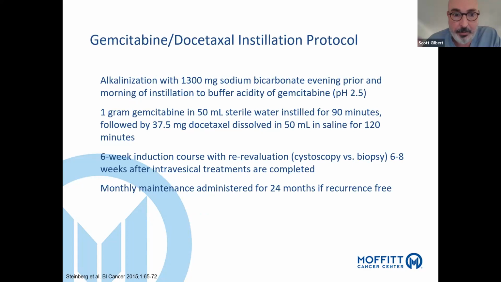Okay, so this is just some more of the protocol, and obviously these slides, if you want to implement this in your practice, you can take this information from these slides, and I'm happy to follow up and talk through our protocols. But all the details are outlined herein.